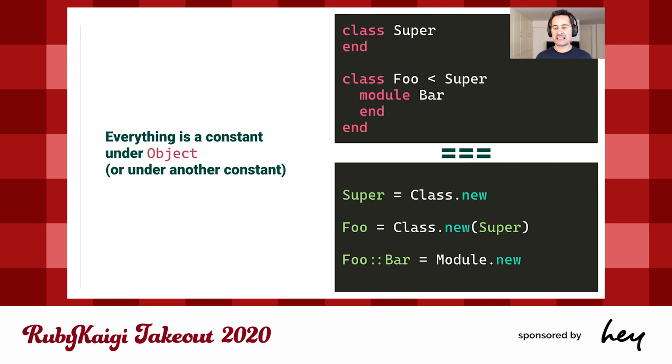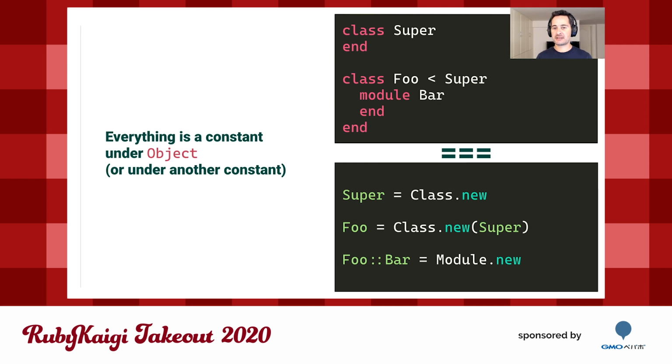But that's exactly the same code as defining a super constant and then assigning the value Class.new to it. Class.new creates a new instance of a class. So it creates a new class. And then by assigning it to the super constant, you give it a name. So that's exactly the same thing as doing class super and end. And similarly, if you give an argument to Class.new, that argument becomes the superclass.